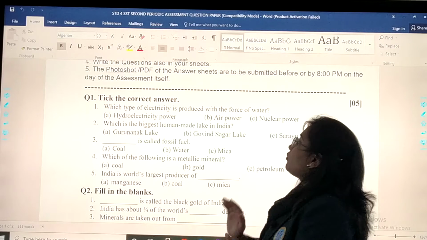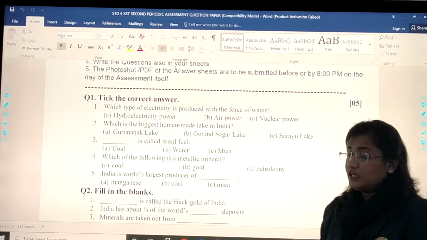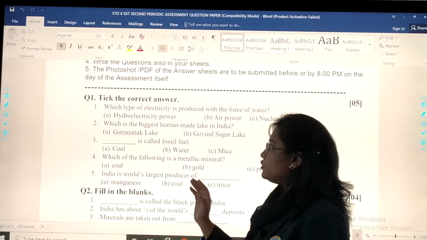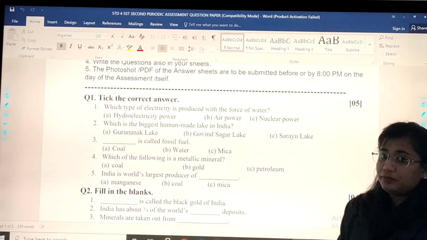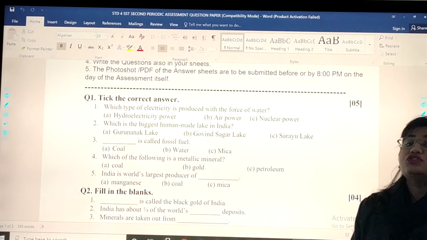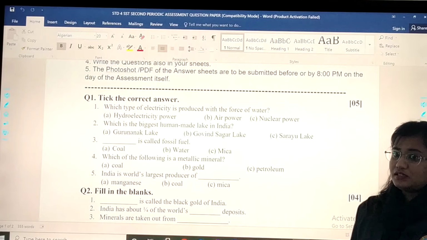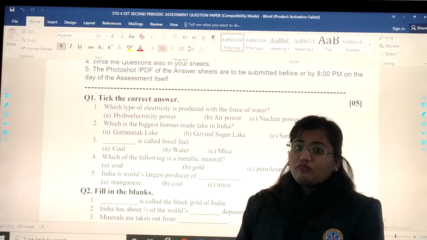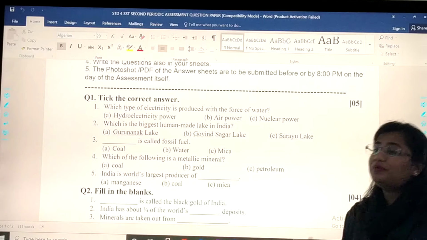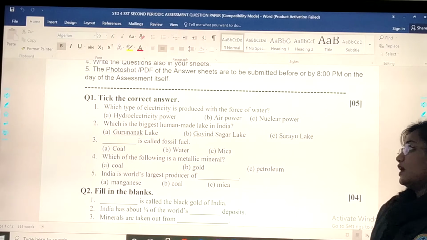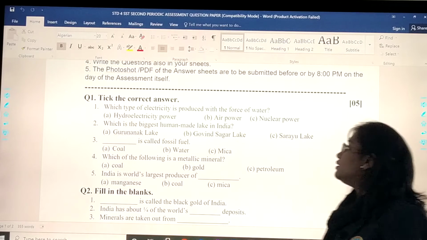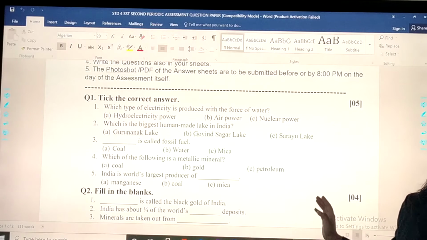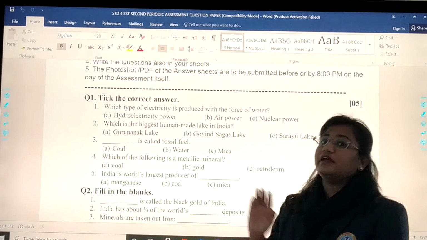Question 1. Which type of electricity is produced with the force of water? Is it hydroelectricity power? Is it air power? Or is it nuclear power? So you need to tick the correct answer and you need to read the question carefully first. Number 2. Which is the biggest human-made lake in India? Is it Guru Nanak Lake? Is it Govind Sagar Lake? Is it Sarayu Lake? So you need to tick the correct answer.